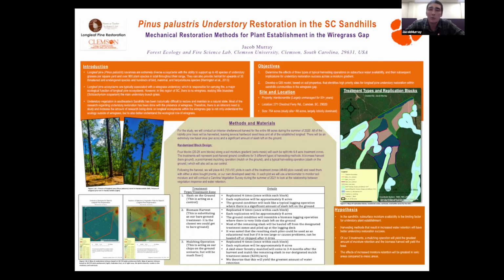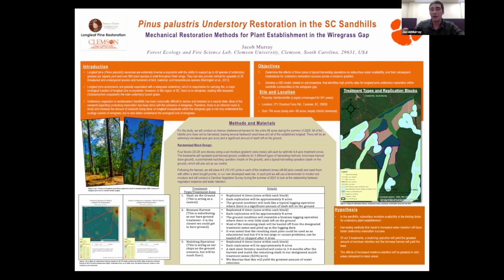For my project, we want to implement a randomized block design where we have 4 blocks, each 20 to 28 acres. We're going to place them along a soil moisture gradient ranging from mesic to xeric. Within each of those blocks, we'll split it into 3 treatment zones, each about 6 to 8 acres. The 3 treatments will be a biomass harvest, which will be represented by bare ground, and a regular harvest as our control, which will leave a significant amount of slash on the ground.